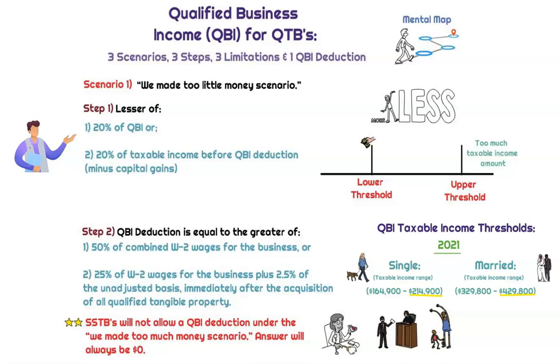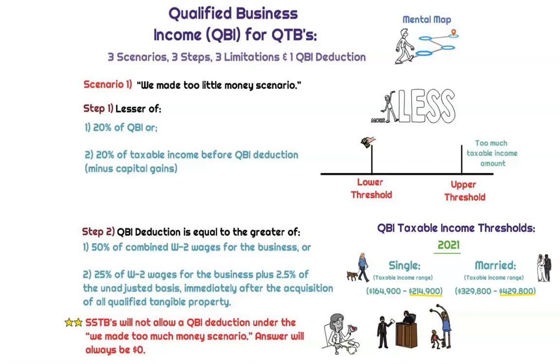Step one will always be the first limitation, but only for QTBs under this scenario, because no deduction will be allowed if they made too much money and they were an SSTB. So they're done. If they're an SSTB, no deduction whatsoever. The IRS is going to take one look at how much money they made and they're going to say no QBI deduction for you, assuming they made too much money. Whereas if Less is More is a QTB and the taxpayer falls within this we made too much money category, then they will have a shot at still taking a deduction.